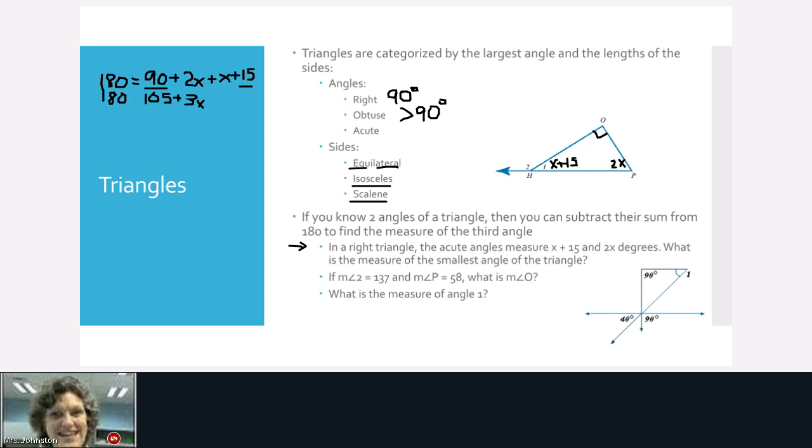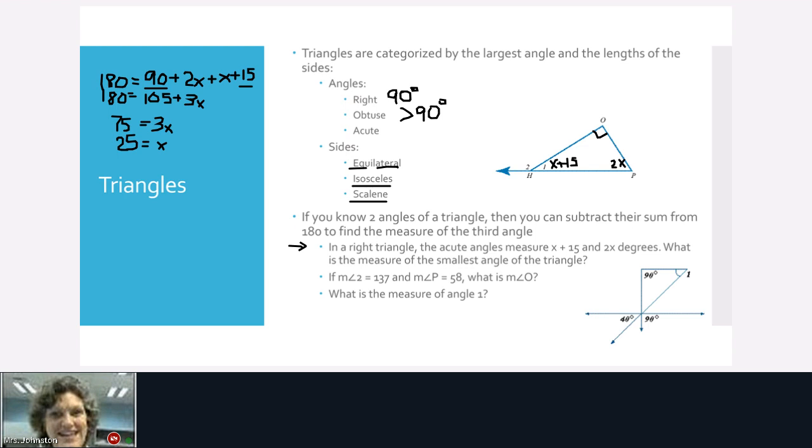The first thing I'm going to do is subtract 105 from each side. And if I do, I end up with 75 equals 3x. Good thing we had algebra before geometry. And then my last step is to divide both sides by 3 and find out that 25 equals x. Now don't stop there. That is not the solution to this problem. They want to know the measure of the smaller angle.